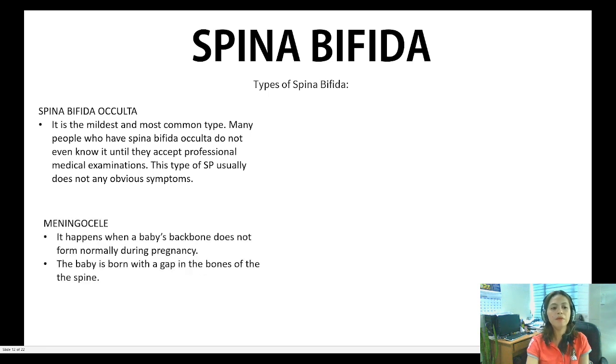We also have the meningocele. It happens when a baby's backbone does not form normally during pregnancy. The baby is born with a gap in the bones of the spine.